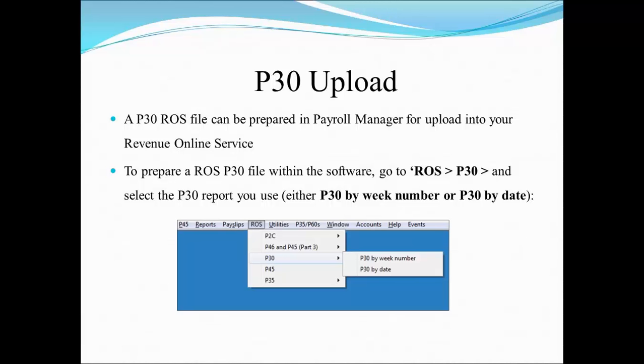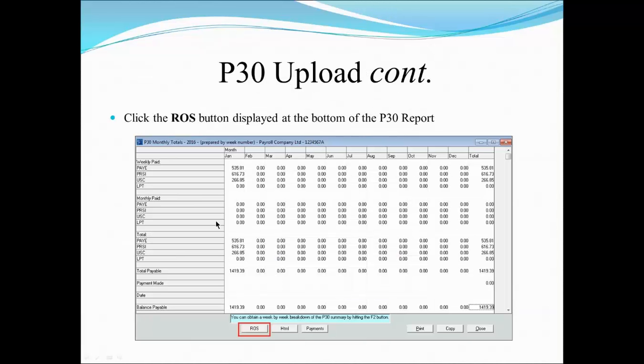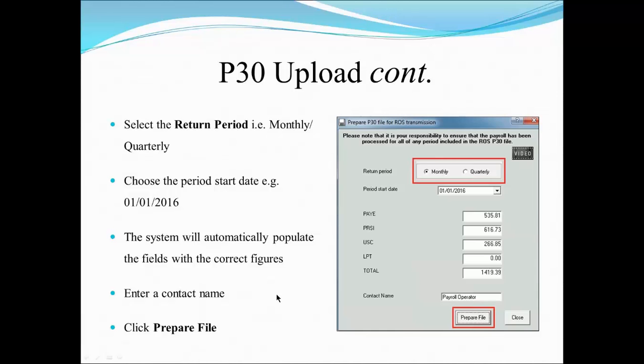So a P30 ROS file is prepared under the ROS menu, selecting your P30 option, and then selecting the P30 report that you use for the year, be it the P35 week number or P35 date. So you'll always choose the report that you have chosen to use for your tax year. Okay. So both reports here will bring you through to a breakdown of your P30, and at the bottom of the P30 screen is the ROS button, and on selecting this will then bring you through to where you can prepare your P30 file for ROS.